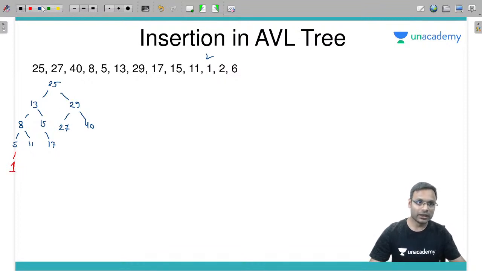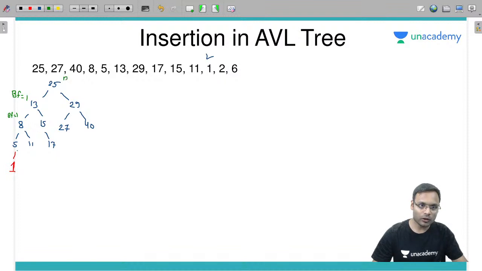Fine. So here it is. At 5, balance factor is 1. What is the balance factor at 8? 2 minus 1, 1. There is no problem. 13: 3 minus 2. Balance factor at 13 should be 1.